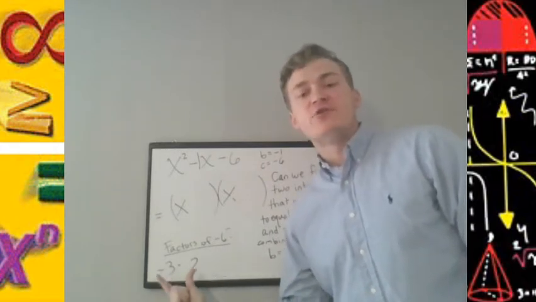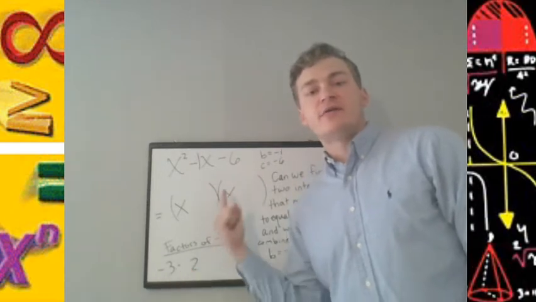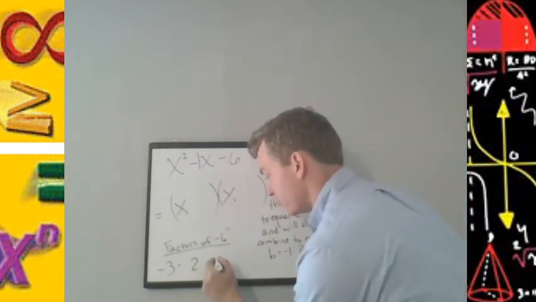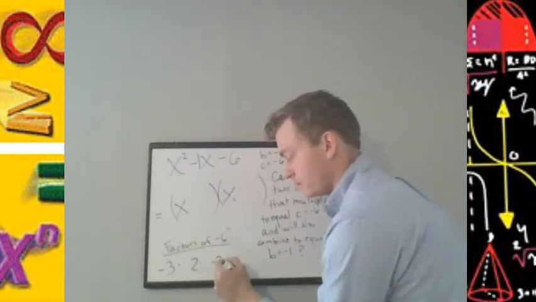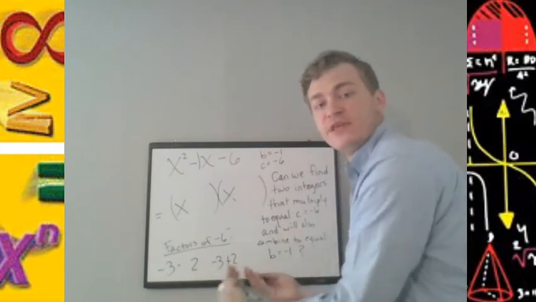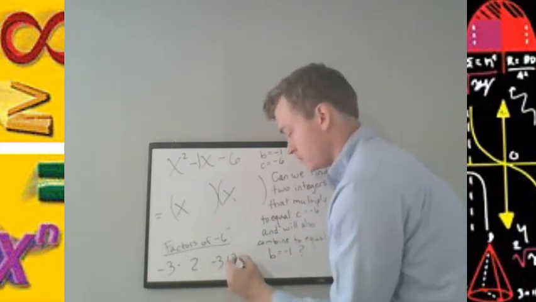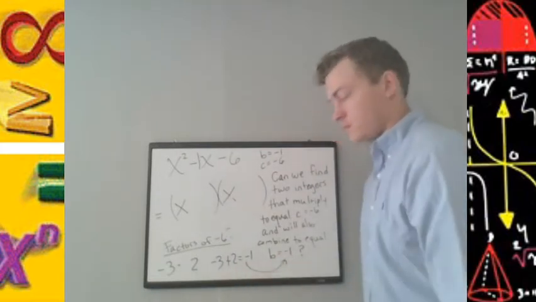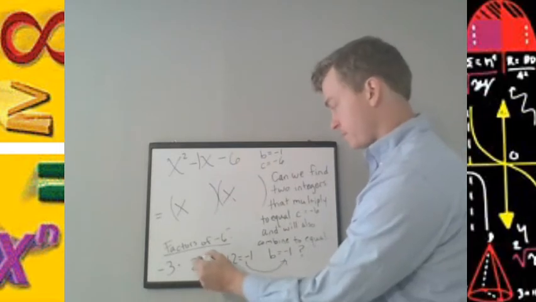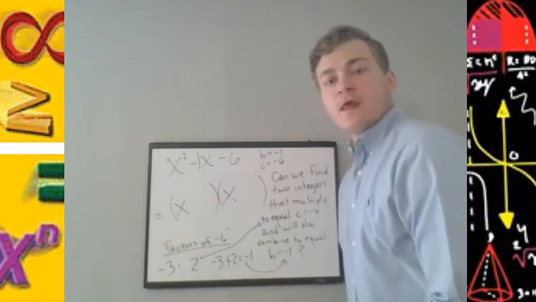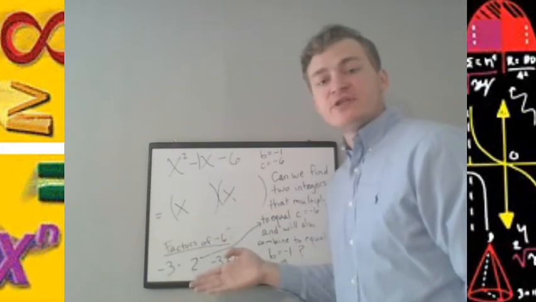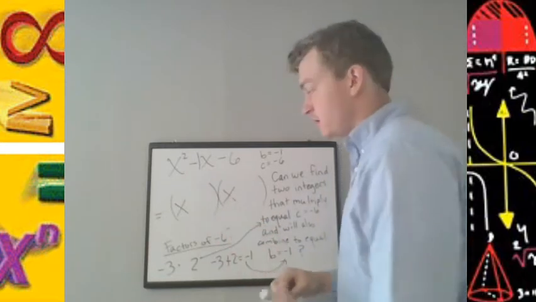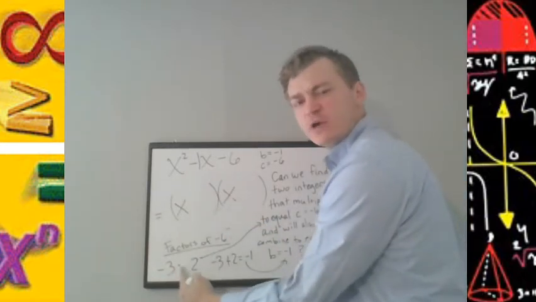Notice these are the two integers that will multiply together to give us negative 6, and they will also combine to give us negative 1. They multiply to give us c. Because we found these two integers, it tells us that this trinomial is factorable. What are the factors? For the first one, just choose either one of these numbers to plug in up here.